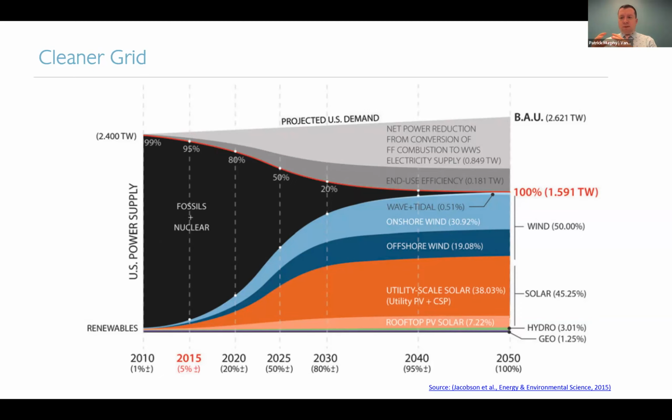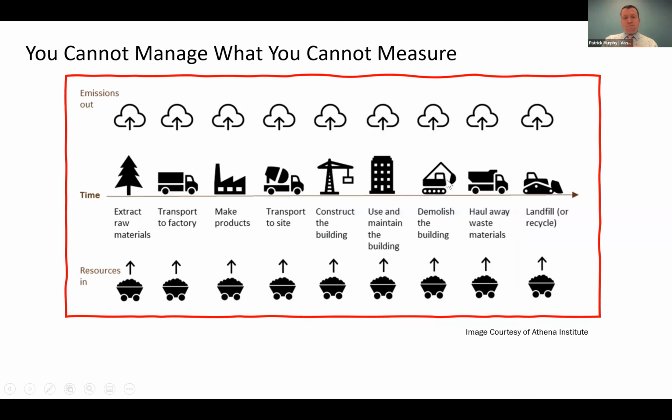So the transition away from fossil fuels is supposed to be, in theory, met by the increase of renewable energy coming on from onshore and offshore wind and solar. And then simultaneously, we're reducing energy consumption through increasing the efficiency of buildings.